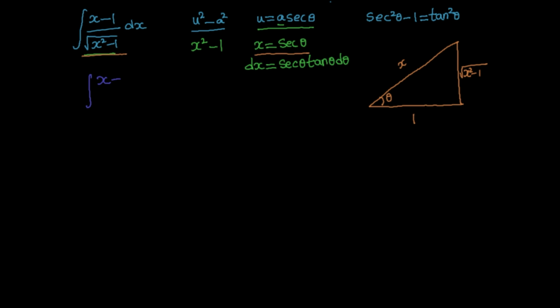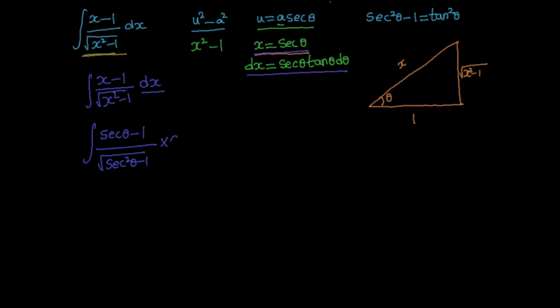So let's start solving this integral of x minus 1 by root of x square minus 1 dx. So we know x is equal to secant theta, so you can write it as secant theta minus 1 by root over secant square theta minus 1, and in place of dx you can substitute secant theta tan theta d theta. So I write this as into secant theta tan theta d theta.